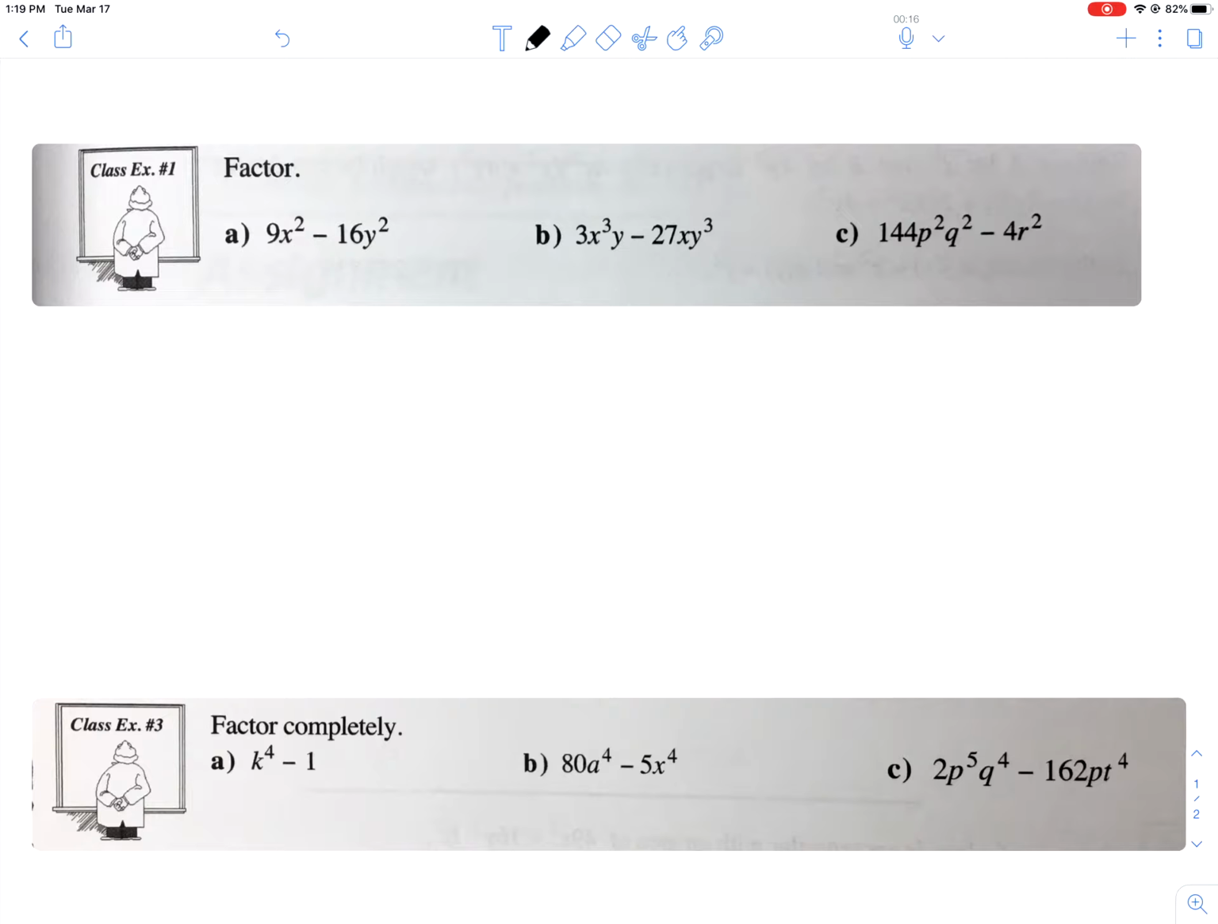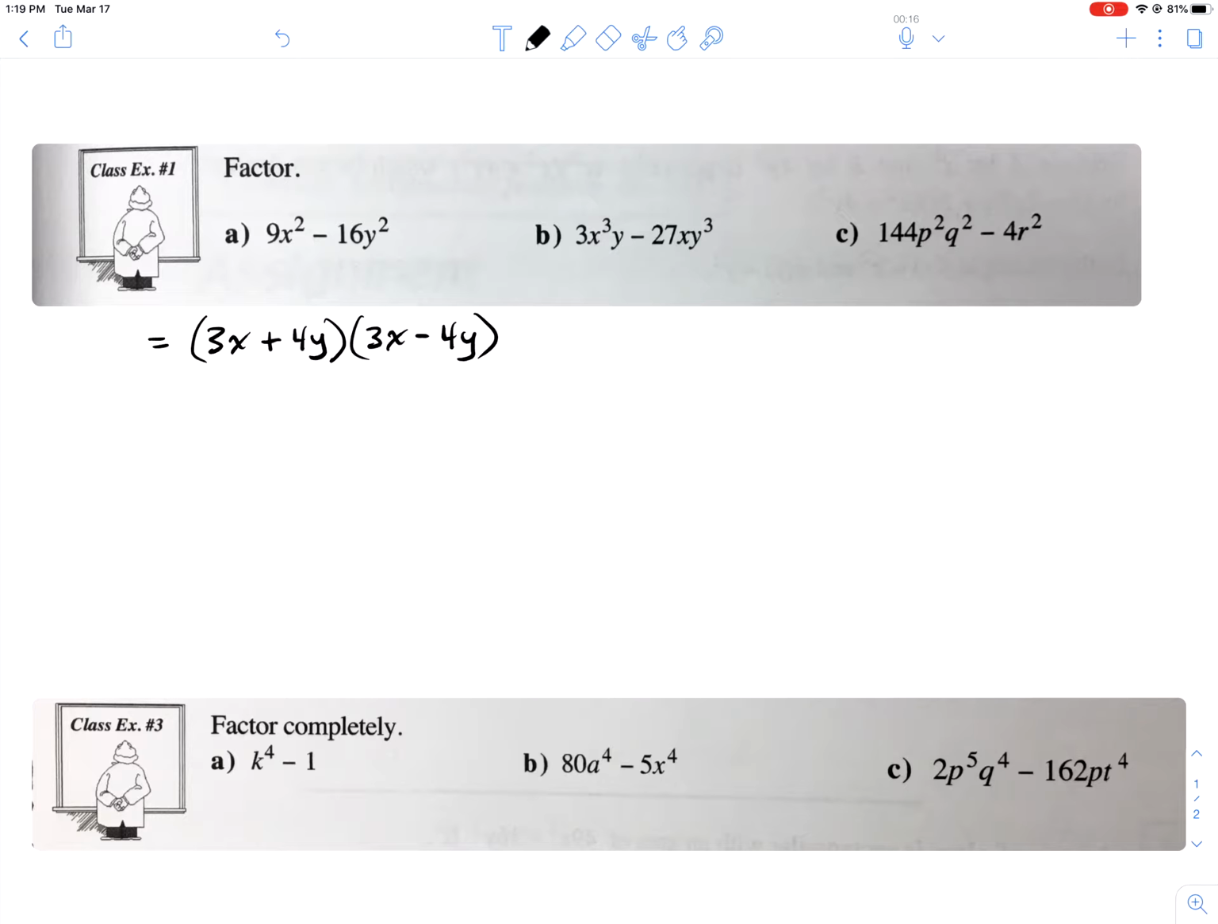So let's factor. Here we have number 1a, so I can see that 9x squared, that's a square, 9's a square, x squared is a square. Negative 16y squared, 16y squared, that's a square. So I can just go straight into this, and I can say 9x squared square rooted is 3x. I can put those two there. And 16y squared square rooted is 4y. That's nice. And then a plus and a minus. That's it. We're done.